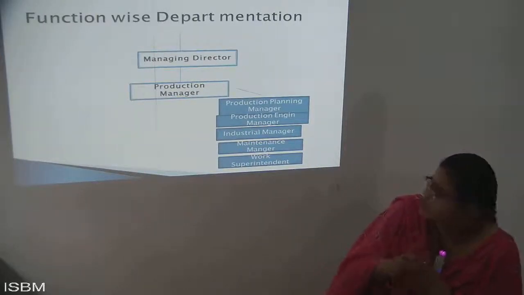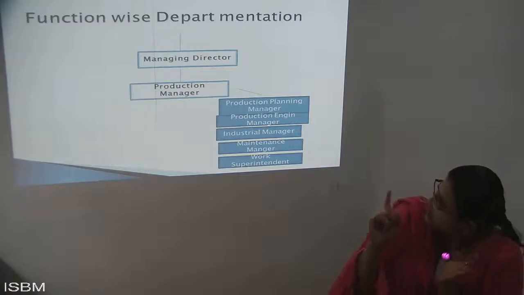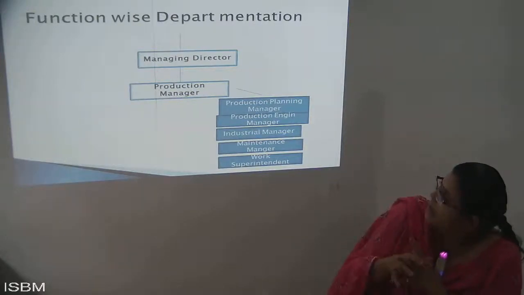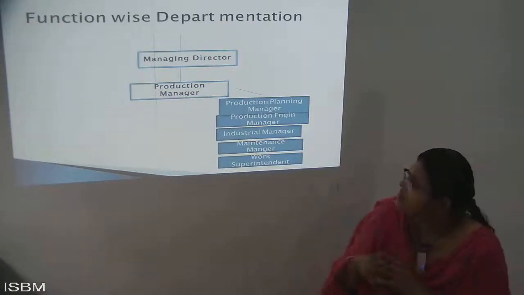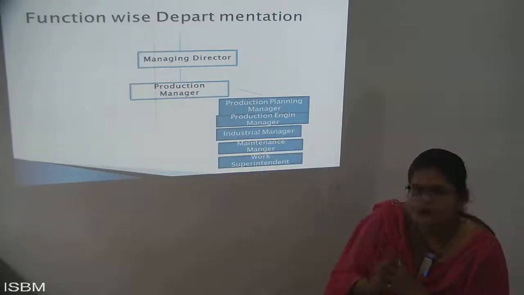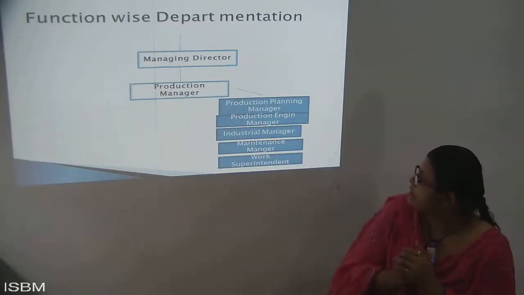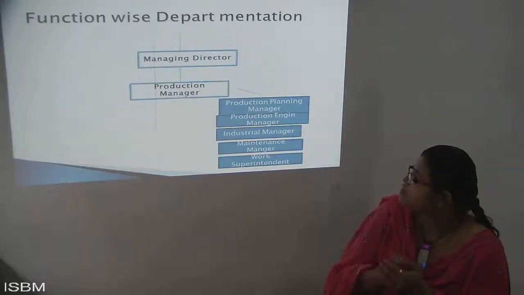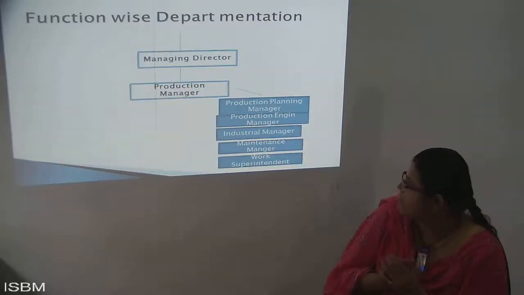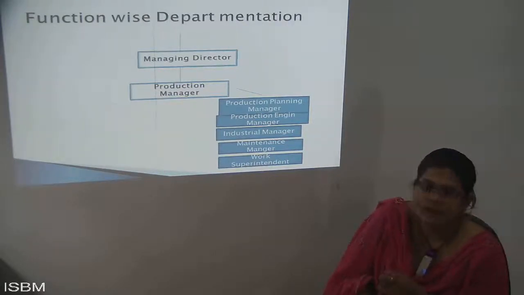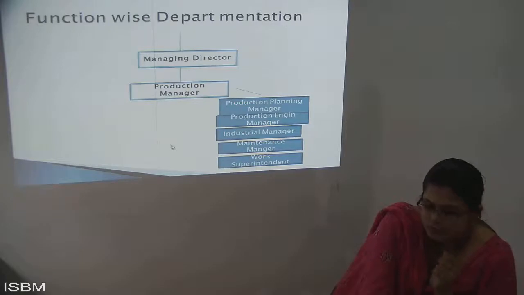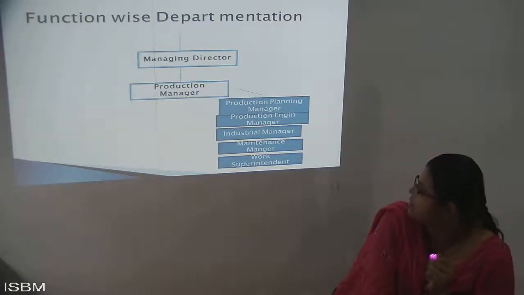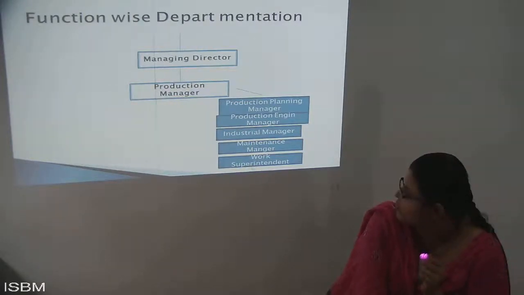A managing director, as you can identify with the help of the arrows, is first. Next, it is handed over to a production manager. Next you have a production planning manager, then a production engineering manager. Then you have industrial managers, then maintenance managers. And last is a work superintendent, and under the last work superintendent are the workers who work under the superintendent.